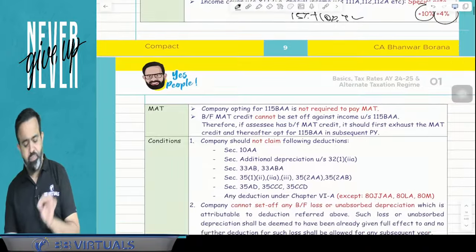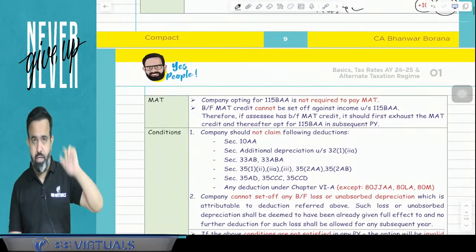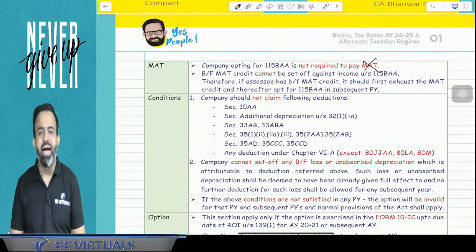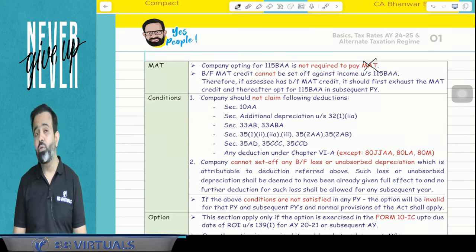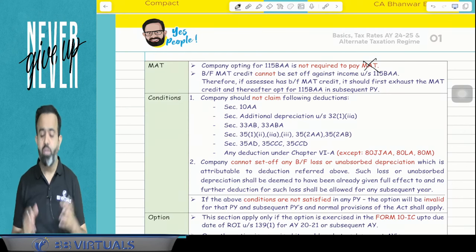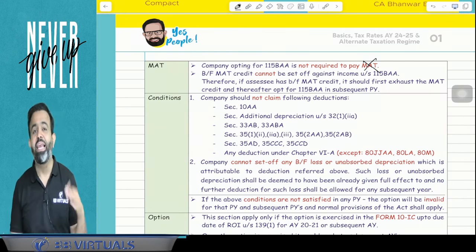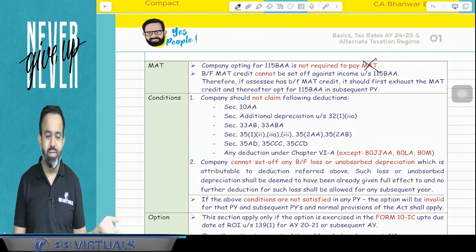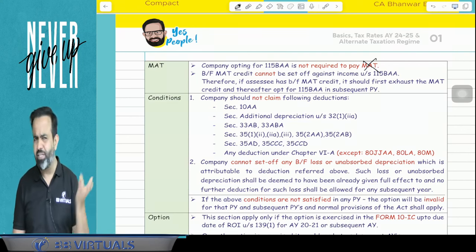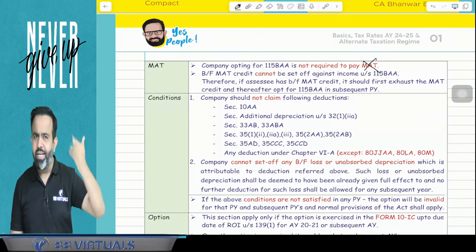Yes. But guys, one more benefit. If the company is opting for 115BAA, then the company is not required to pay the MAT. Minimum alternate tax is not applicable. But sir, what about the brought forward MAT credit? Because you know that MAT credit can be carried forward for 15 assessment years. Guys, the MAT credit will lapse. Because when MAT is not applicable, the MAT credit will go to lapse.